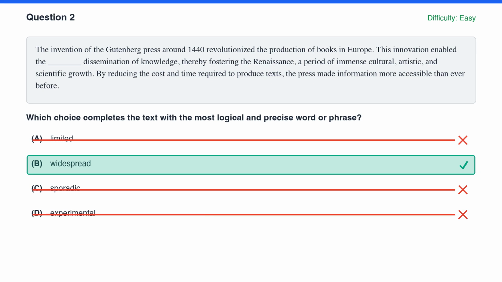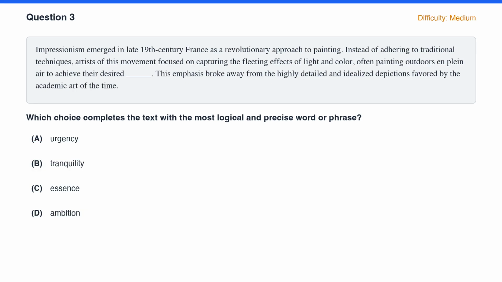Without step 2, a student might pick it because limited dissemination sounds like a real phrase, but the passage's signals all point the other way. Let's bump the difficulty. This one is medium, and it shows a different trap. Passage on Impressionism, artists focused on capturing the fleeting effects of light and color, often painting outdoors en plein air to achieve their desired blank.